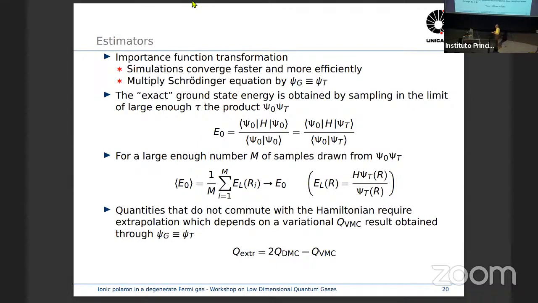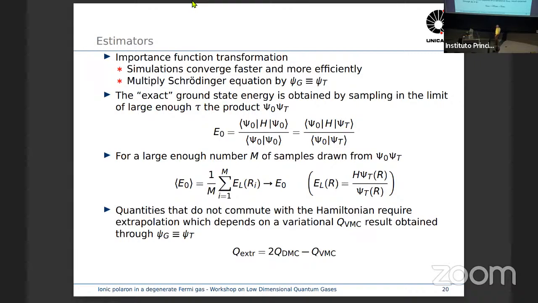Technically, it's important to perform this importance sampling transformation. This will make our simulations converge faster and more efficiently. Essentially, what is done is to multiply the Schrödinger equation by a trial function that in this context is called a guiding function. The exact ground state is obtained by sampling, when we have large enough tau values, the product of the true ground state times the trial wave function.